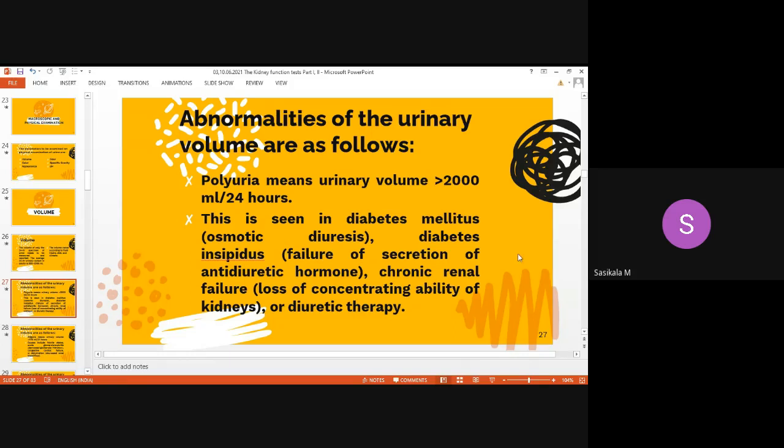Failure of secretion of antidiuretic hormone will also increase diuresis. Then chronic renal failure, which is loss of concentrating ability of the kidneys, or diuretic therapy. Due to diuretic therapy also, urinary volume will increase to more than 2 liters per 24 hours. Okay, so these are all the abnormalities and the diagnostic indications.